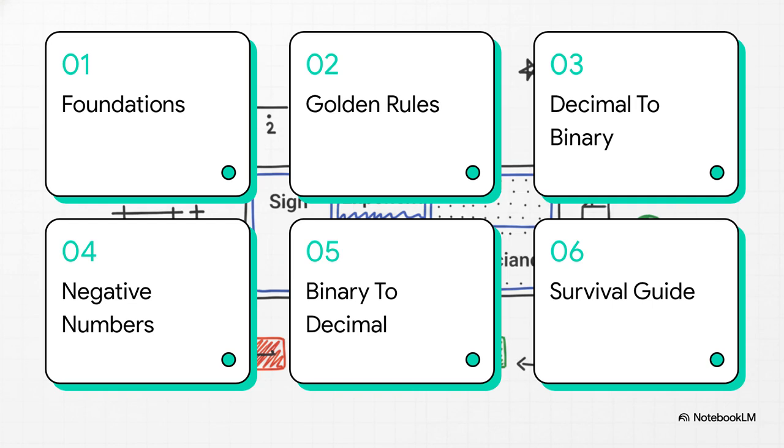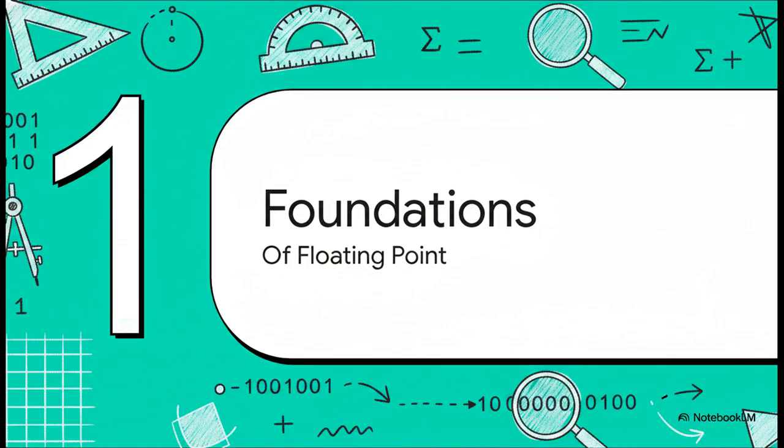So, here's our game plan for today. We're hitting the foundations, the golden rules of normalization, converting decimal to binary, conquering those tricky negative numbers, flipping it back to decimal, and finally, your exam survival guide. Let's do this. Section 1.